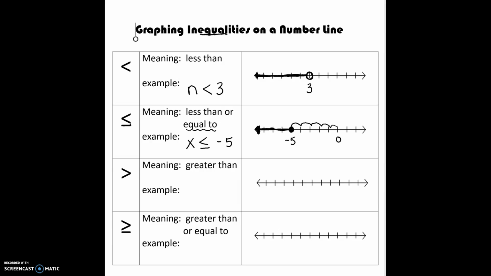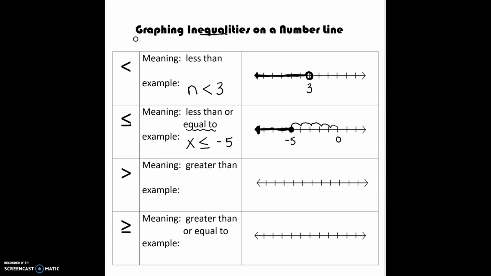So if you look at our first two examples, the first one has an open dot because we are not including the value of 3. And the second example has a closed dot where we are including the value of -5. They both show less than. So we shade to the left of each of those numbers.